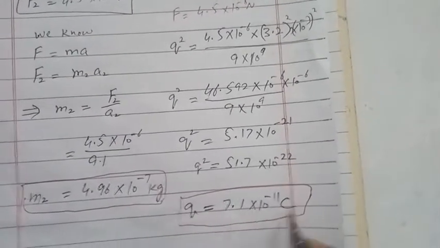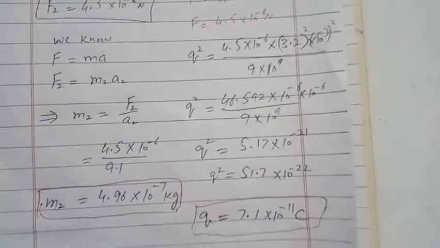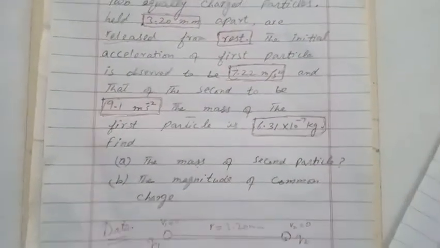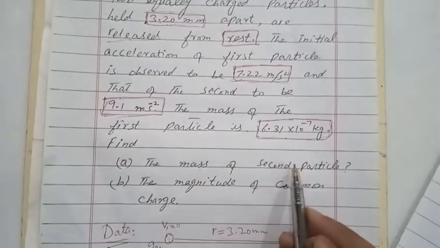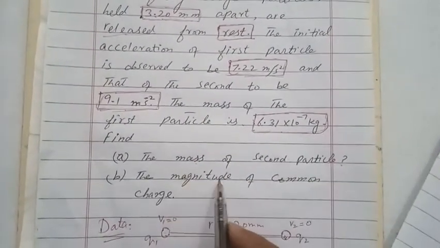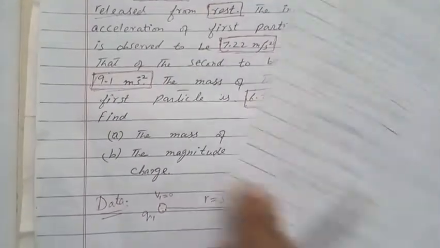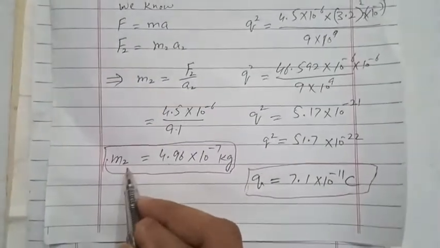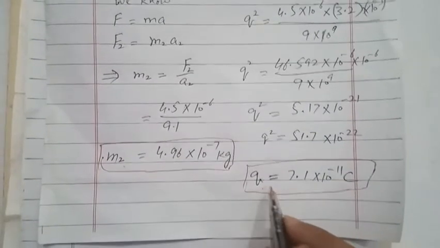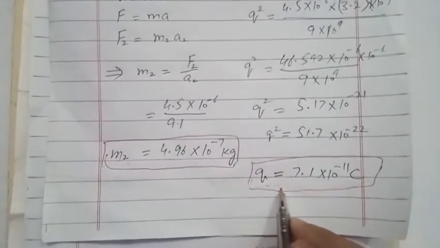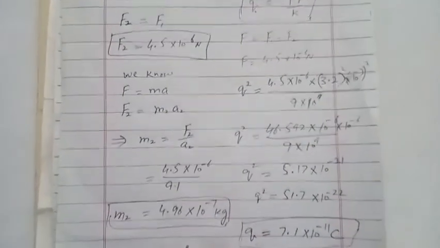The SI unit of charge is coulombs. So the requirement of this numerical problem was to calculate the mass of the particle and the magnitude of the common charge. So we calculated the mass of the second particle and the amount of charge on each particle as well. So that is our required solution.